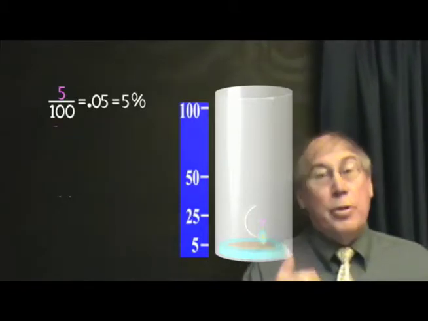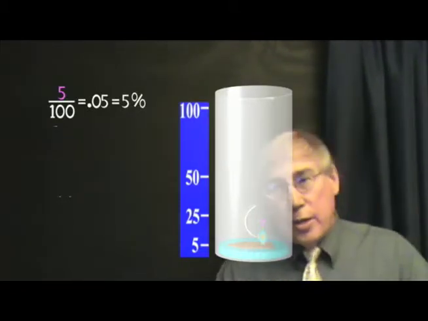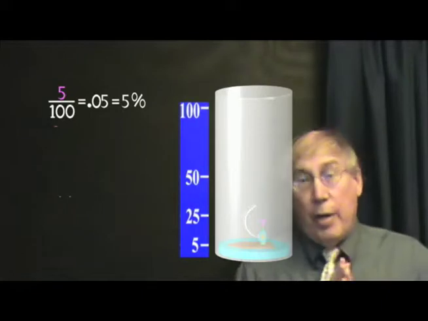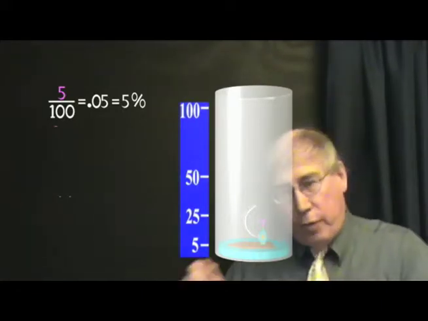Now here's a tank we're going to fill with water. We start out with 5 gallons out of the 100. So we can set that up as 5 over 100. We could change that to a decimal by dividing 100 into 5, get 0.05, which equals 5%.